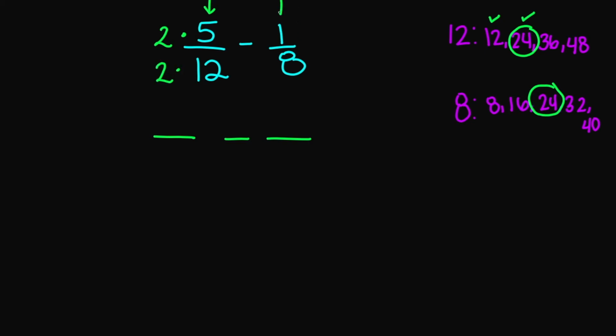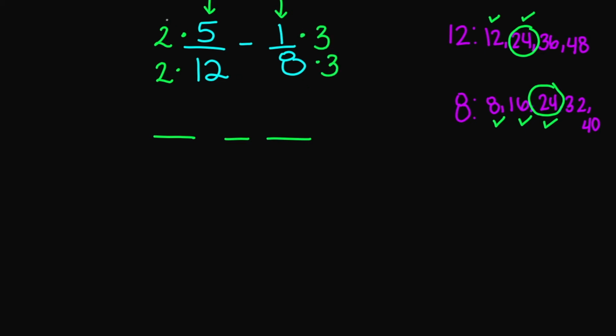Now let's look here, 1 over 8. What number do I need to multiply my 8 with that's going to give me 24 in the denominator? And that's going to be 1, 2, 3. So I'm going to multiply top and bottom by the number 3.